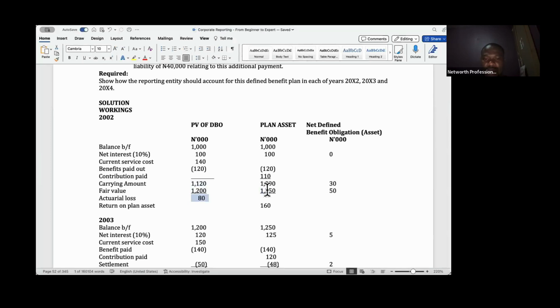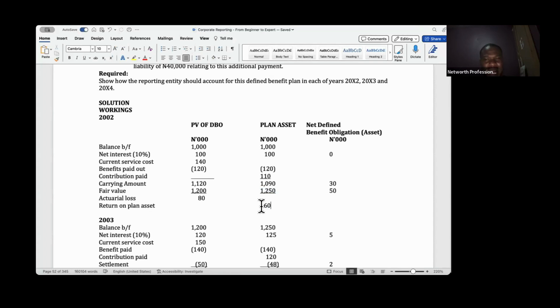Again, the actuary gave me a fair value for the plan asset of 1,250. But in my books, based on this cumulation, I have 1,090. This is good, and that's why I have a positive return on plan asset, which I will take to OCI. And that is all for 2002.